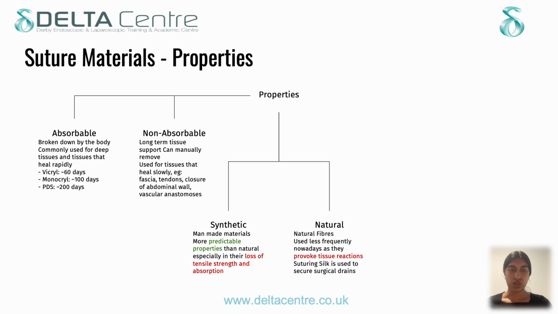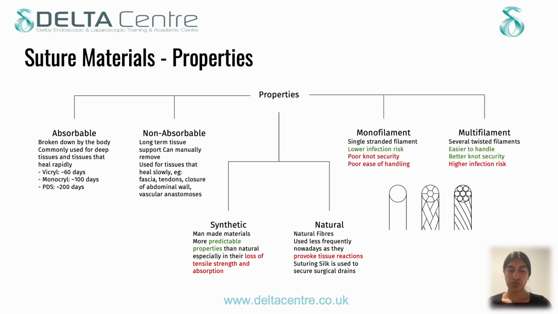Synthetic sutures are man-made materials, and they have more predictable properties than their natural counterparts, especially in their loss of their tensile strength and absorption. Natural sutures are made of natural fibres. They're used less frequently nowadays as they can provoke tissue reactions. An example of a natural suture material is surgical silk, which is used to secure surgical drains.